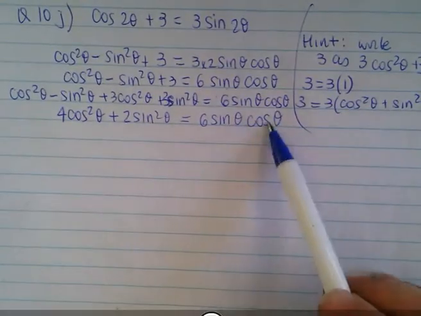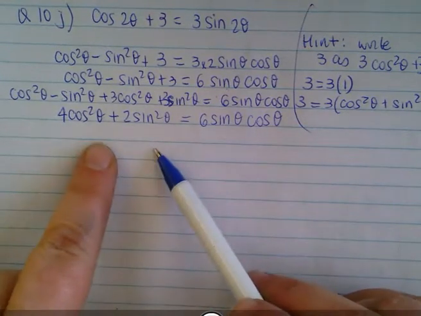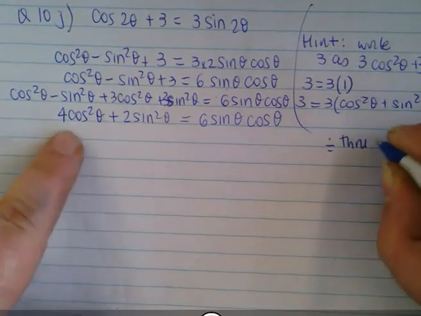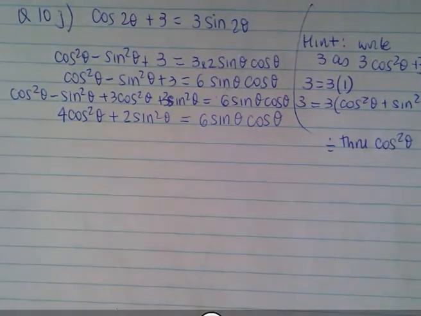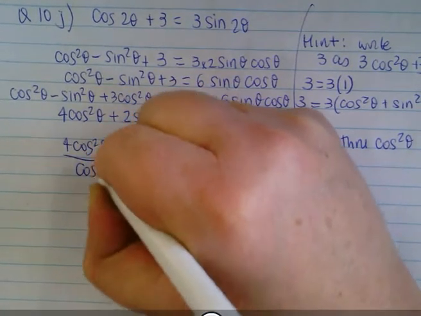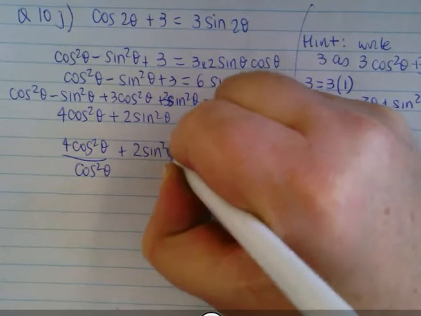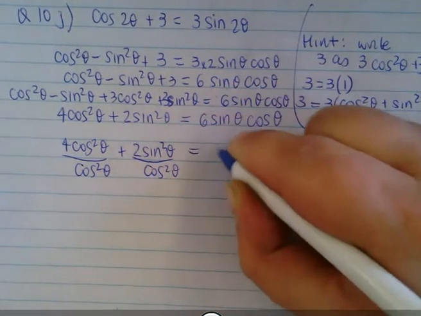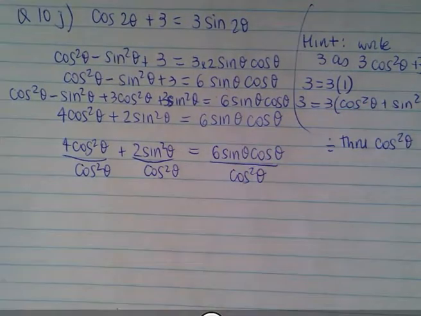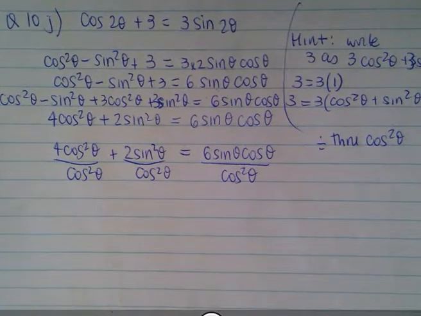So here, because of this combined sine cos, even if I took it to the other side, how am I going to factorize it? It's really hard to factorize. But whenever you have a combination of cos and sine, you should divide through by the highest power of cos, divide through by cos squared theta, and you will end up with tan. Okay? So what do we get here? We'll get 4 cos squared theta over cos squared theta, plus 2 sine squared theta over cos squared theta, equals 6 sine theta cos theta over cos squared theta. And you're going to see we're going to end up with a quadratic in tan.